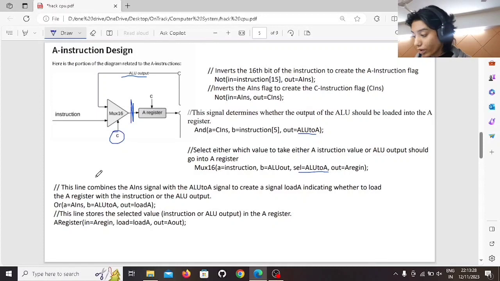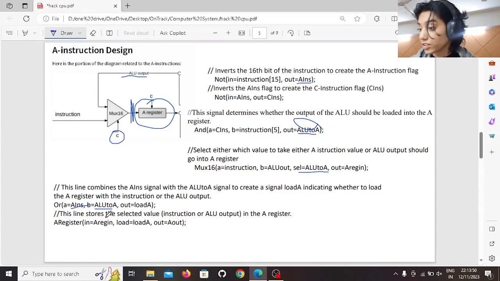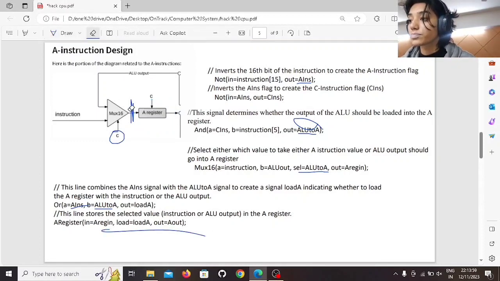Now we have an OR gate. What does it do? It combines the instruction from this, as you could see, and the output from this. It combines the instruction and these to decide whether the A register should be loaded or not. It decides, and after deciding that, we have an A register which tells what we are supposed to load into the A register.